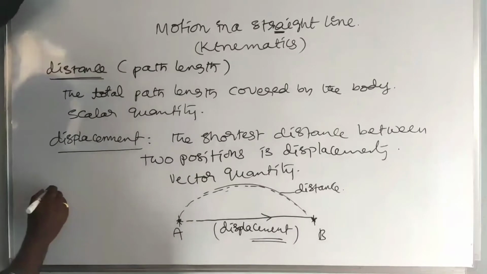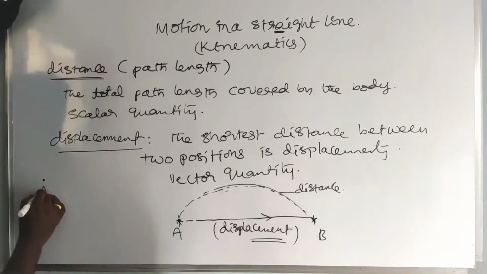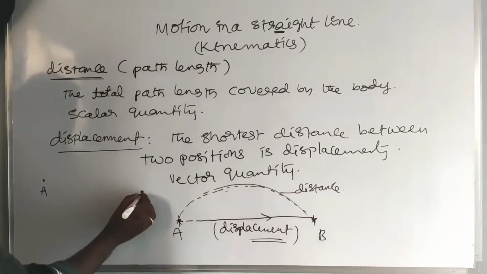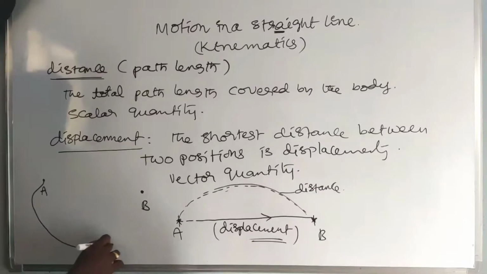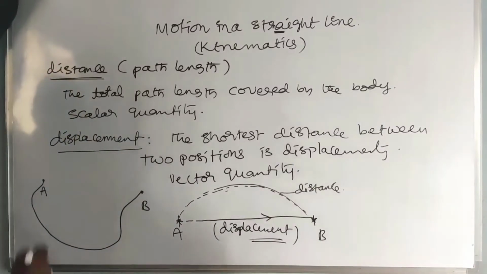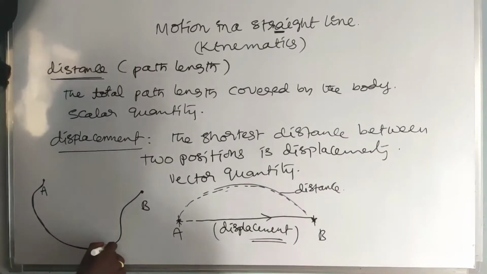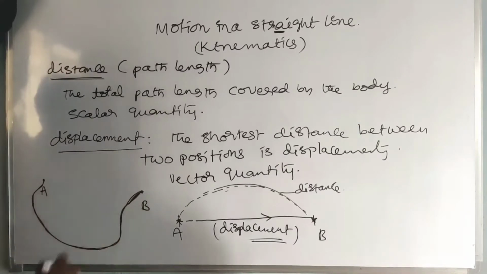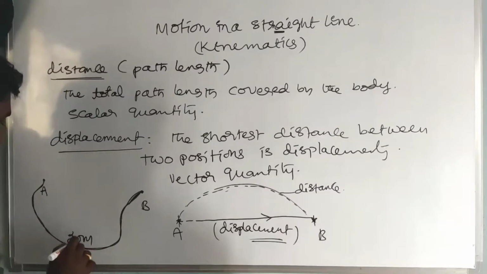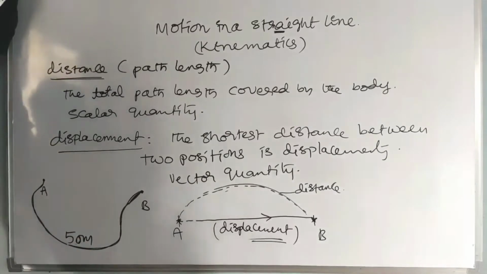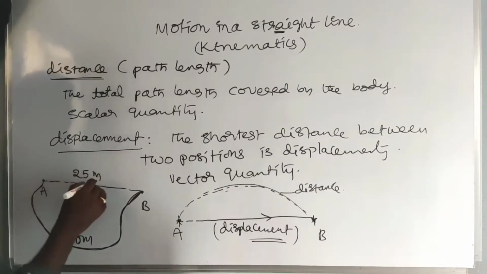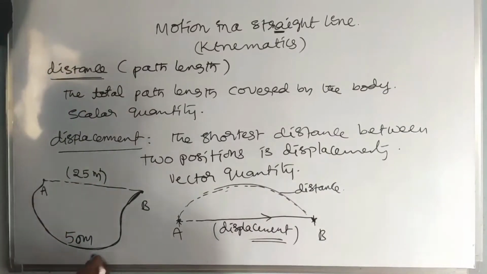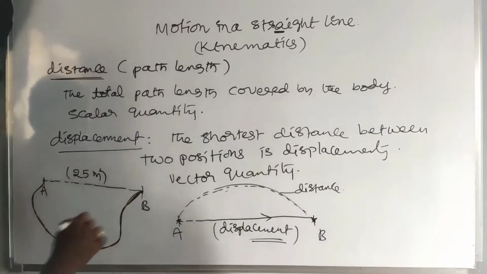For example, here at point A there is a person. Here there is a point B. The person moves from A to B along this path. So the path length covered by the body is known as the distance. How much distance was traveled? It is nearly 20 meters, I think. Let it be 20 meters or let it be 50 meters. Now the displacement between these two points is 25 meters only. The distance is the total path length covered by the body. The displacement is the shortest distance between the two points.